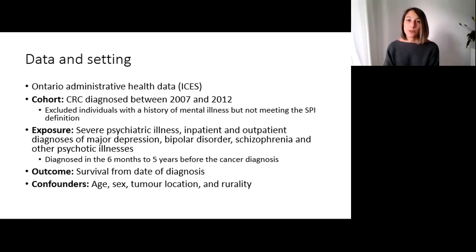Our cohort consisted of colorectal cancer patients diagnosed between 2007 and 2012. And our exposure was defined as severe psychiatric illness, as a diagnosis of major depression, bipolar disorder, schizophrenia, and other psychotic illnesses in the 6 months to 5 years before the cancer diagnosis. And then we further categorized it as inpatient, outpatient, or none. Our outcome was survival from the date of diagnosis, and we controlled for confounders of age, sex, tumor location, and rurality.